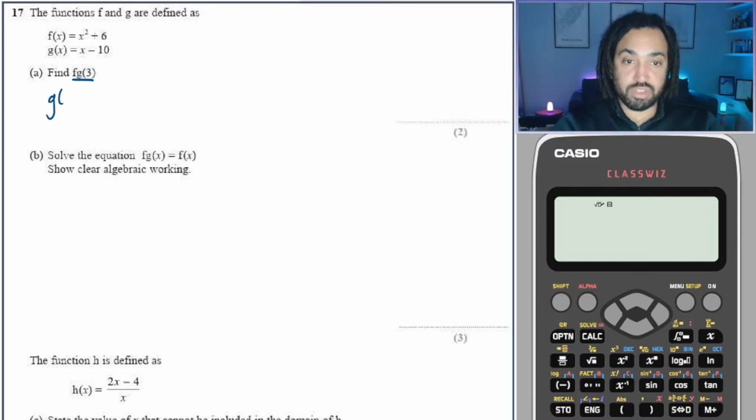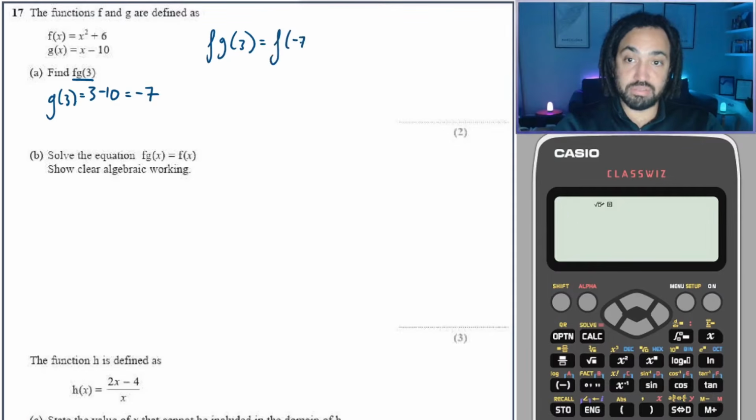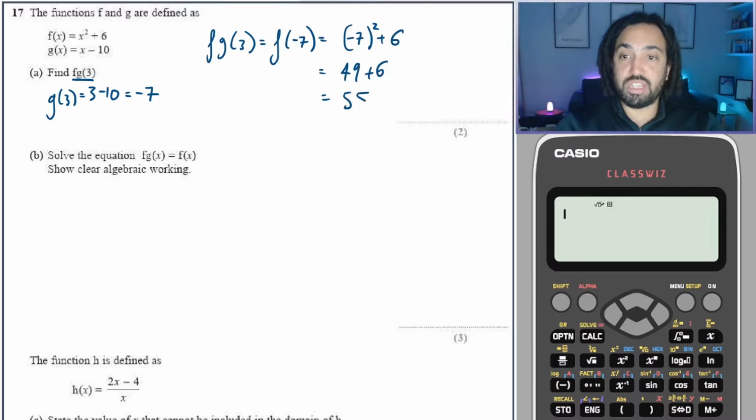So first off, let's find g of 3, which is subbing 3 in up here into g, which gives me minus 7. And then f of g of 3 is the same as f of minus 7. And subbing in minus 7 is going to give me minus 7 squared, put it in brackets to avoid any mistakes, which is 49 plus 6, so this gives me 55.